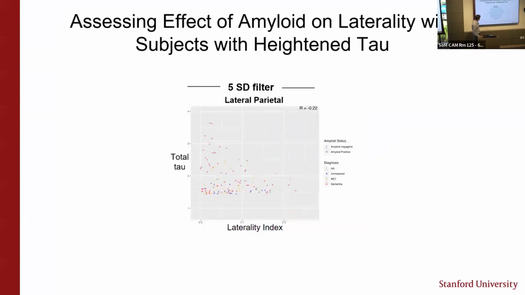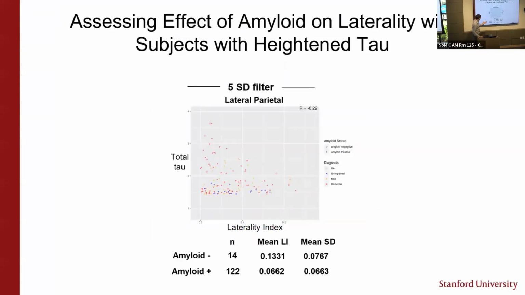clinical relevance. The other thing I was interested in is, again, this group on the far right, I mentioned, doesn't tend to have a ton of amyloid. And when I filter out individuals with less than 5 standard deviations of total tau, so getting rid of that big clump at the bottom without a ton of tau, you know that there's a pretty big difference in the amyloid positive and negative individuals in terms of laterality. The amyloid negative individuals have about twice as much laterality.